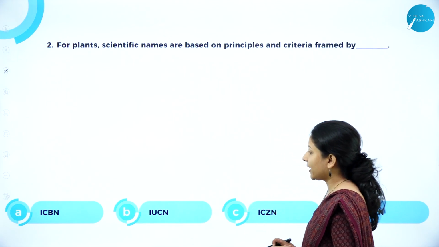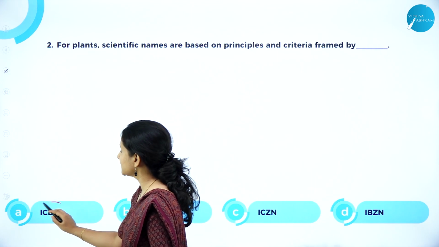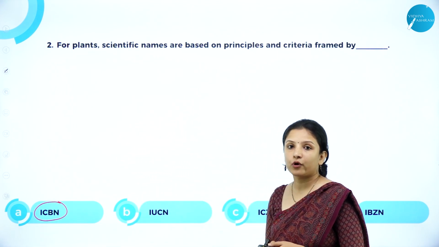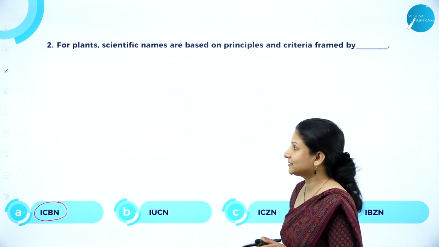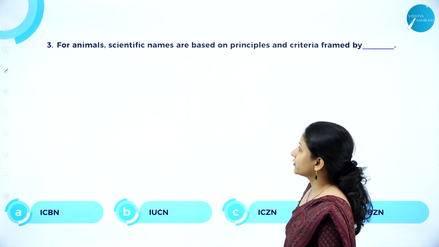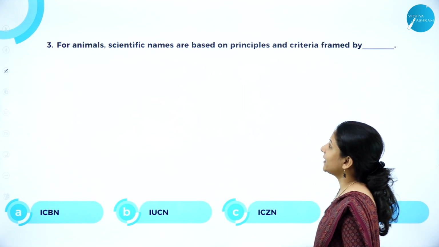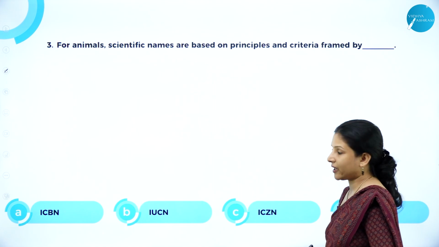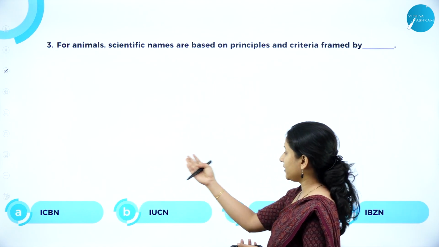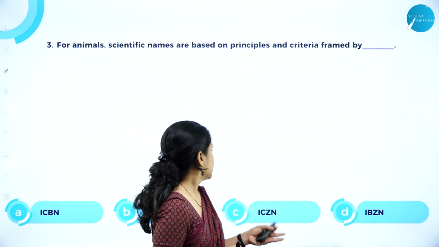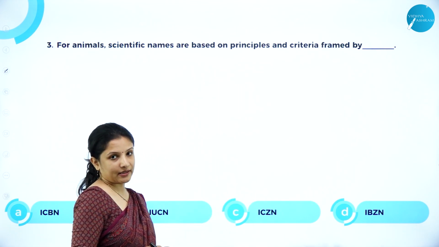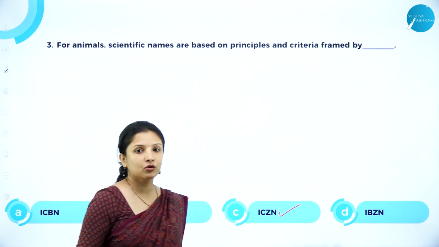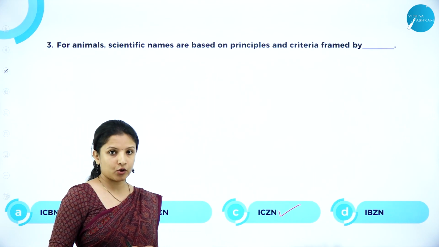That was given by ICBN, that is International Code for Botanical Nomenclature, ICBN. Moving on to the third one, for animals, scientific names are based on principles and criteria framed by, we have given here ICBN, IUCN, then ICZN and IBZN. The right answer is ICZN, that is International Code of Zoological Nomenclature.